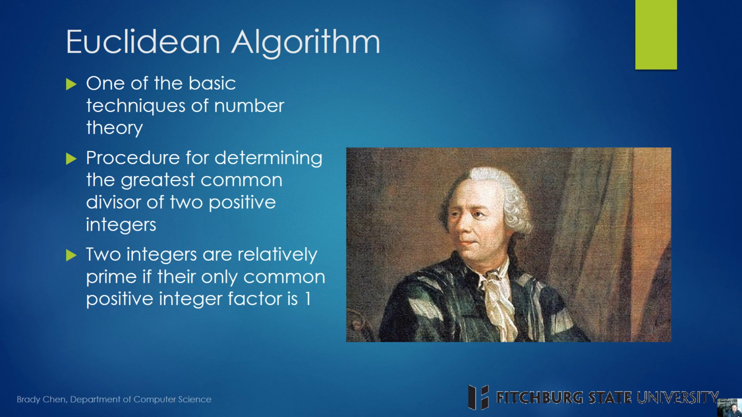Now, I think we have enough knowledge to build our next algorithm. It's called the Euclidean algorithm. If you look at the picture here, that's the ancient Greek mathematician Euclid. He basically invented this algorithm. It's one of the basic techniques of number theory. The Euclidean algorithm is used to determine the greatest common divisor of two positive integers.